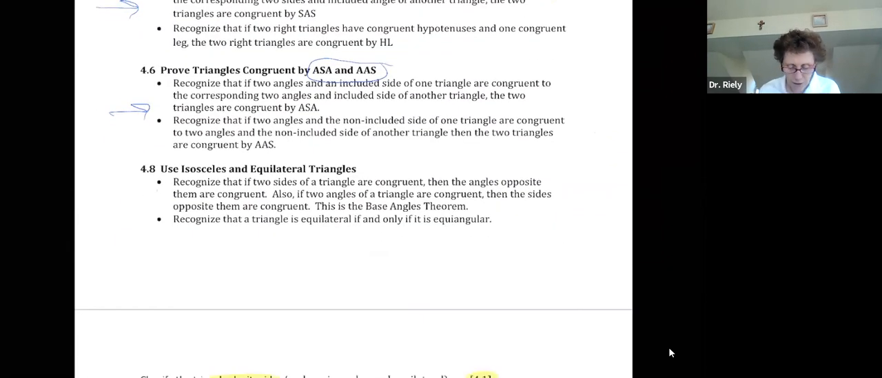Okay, so 4.8 is our focus right now. It says use isosceles and equilateral triangles. Remember that if two sides of a triangle are congruent, then the angles opposite them are congruent. You also need to know what base angles are and what the vertex angle is. And for equilateral triangles, every time it's equilateral, it's also equiangular, and every equiangular triangle has angles of 60 degrees. So those are the two things.